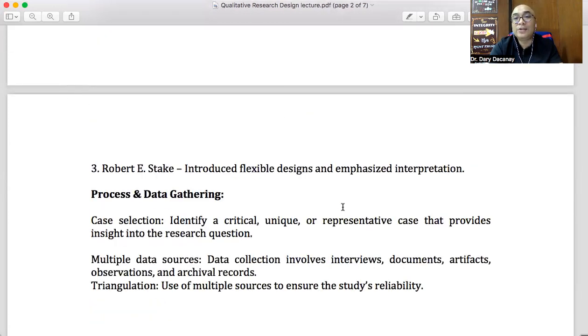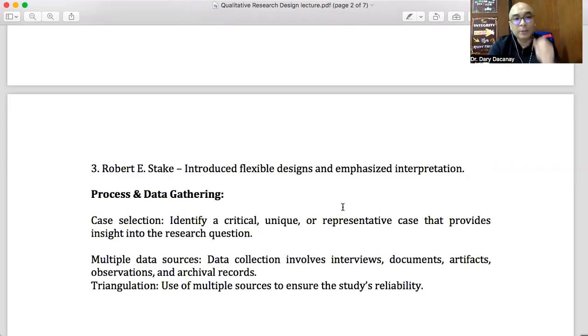And we also have Robert E. Stake, which I saw some in the approach in your introduction that you made use of Robert E. Stake. And then how's the process in data gathering? So in a case selection, you have to identify a critical, unique, or representative case that provides insight into the actual research question. Now, I told you before, when you create your research question, you have to be able to synergize it or connect it with your research title, your aims, your purpose, and then be able to create your research questions with the words how or what only.